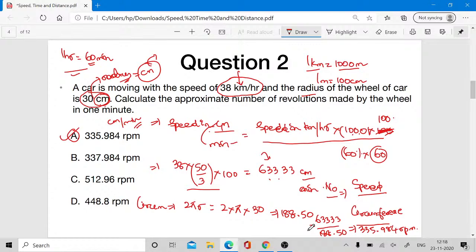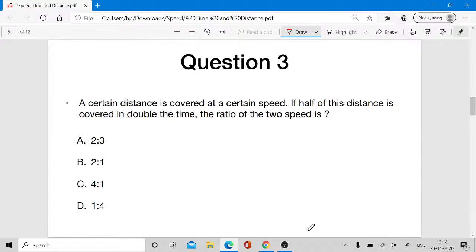Question number 3. Okay. So you guys will be seeing different questions. So this question is actually a PYQ. So please do solve this. A certain distance is covered at a certain speed. If half of this distance is covered in double the time, the ratio of the two speeds is dash.